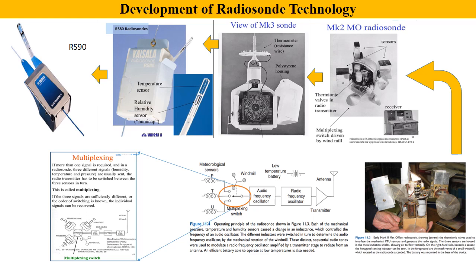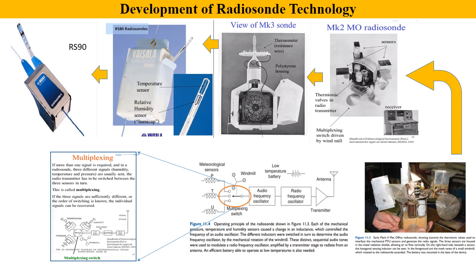So the operating principle of a radiosonde is that each of the mechanical pressure, temperature, humidity sensors caused a change in the inductors, which controlled the frequency of an audio oscillator. The different inductors were switched in turn to determine the audio frequency oscillator by the mechanical rotation of the windmill. So these distinct sequence audio tones were used to modulate a radio frequency oscillator, which is amplified by a transmitter stage to radiate from the antenna, and that was then being collected. But an efficient battery, which was able to operate at low temperatures, was needed at that time.